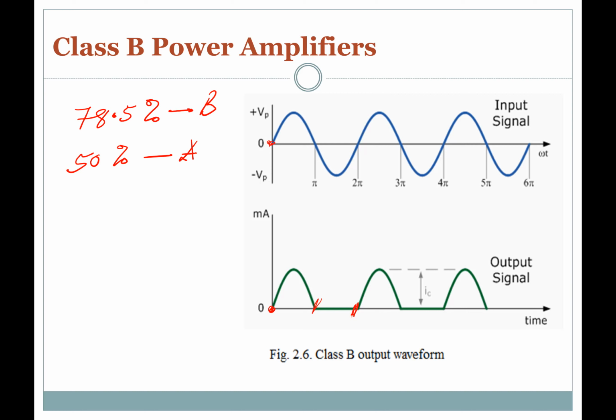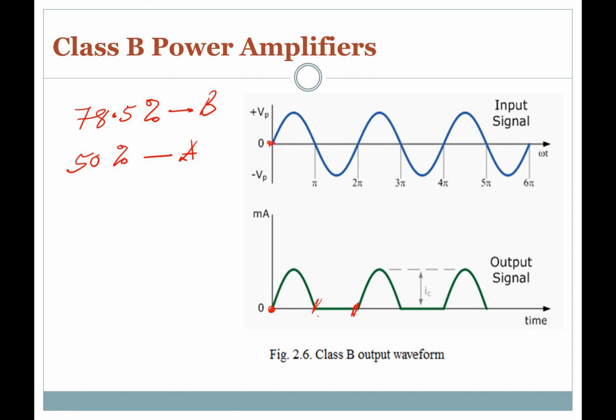So basically what we're trying to say here is that for a class B amplifier, normally you would have the output giving us only the positive half cycle of the input signal. Okay, all right.